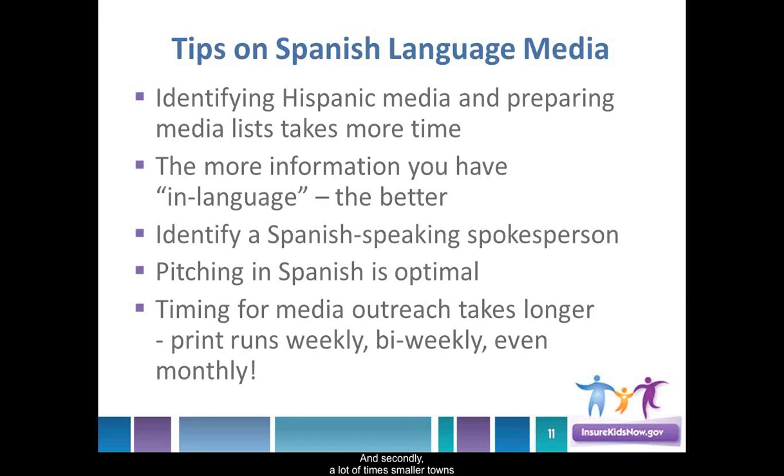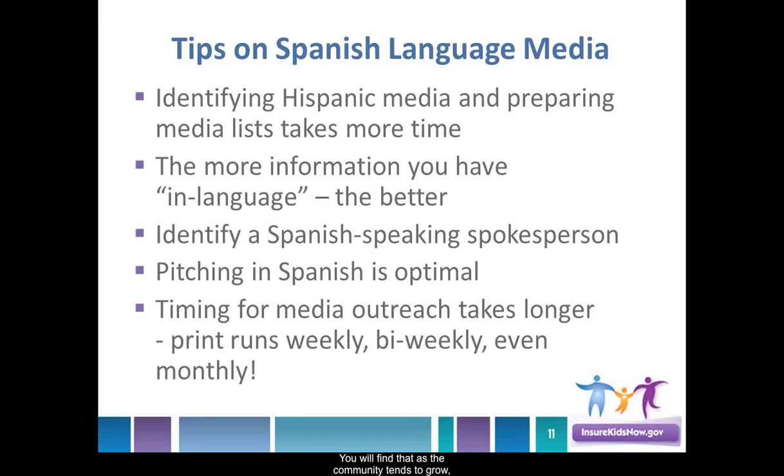And secondly, a lot of times smaller towns start with a newspaper because the mainstream dailies don't cover the news that's important to them. They don't cover the news from their home countries. And it's really important to reach out to these newspapers.